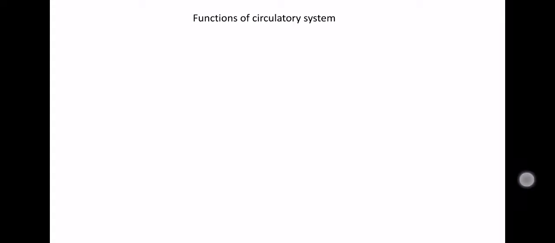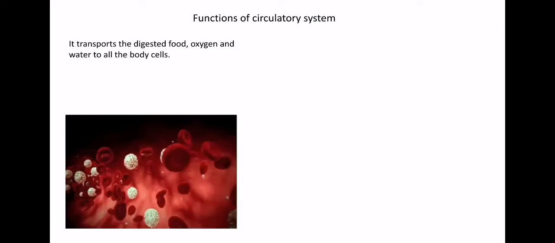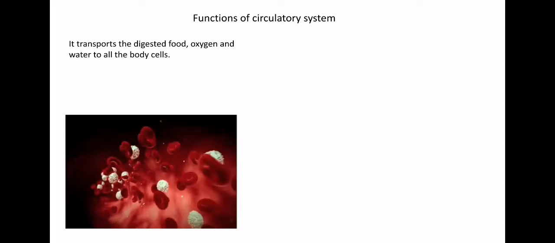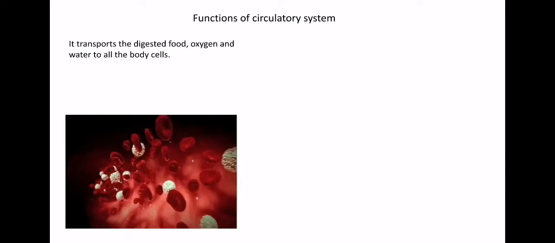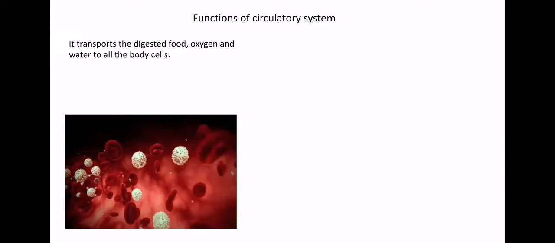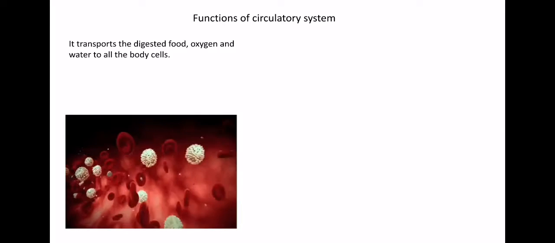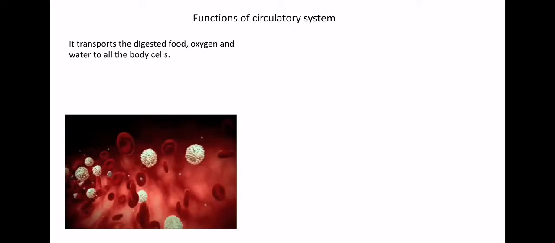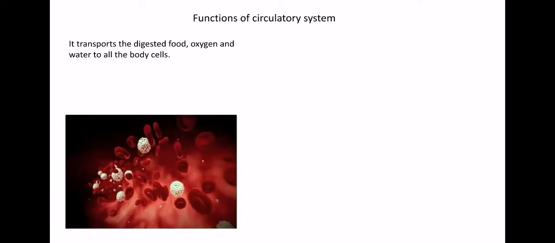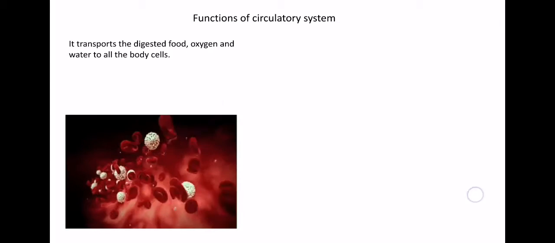We studied before that the digestive system digests the food, right, and absorbs it. And when we breathe, we take oxygen from the air, right? So we have digested food and oxygen, and we need to distribute them to all the body parts. And this is one of the functions of the circulatory system. It transports the digested food and oxygen and water to all the body cells.